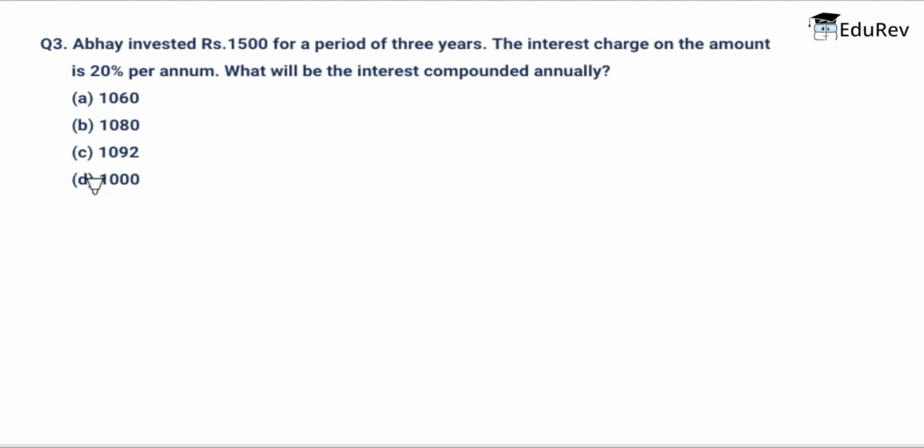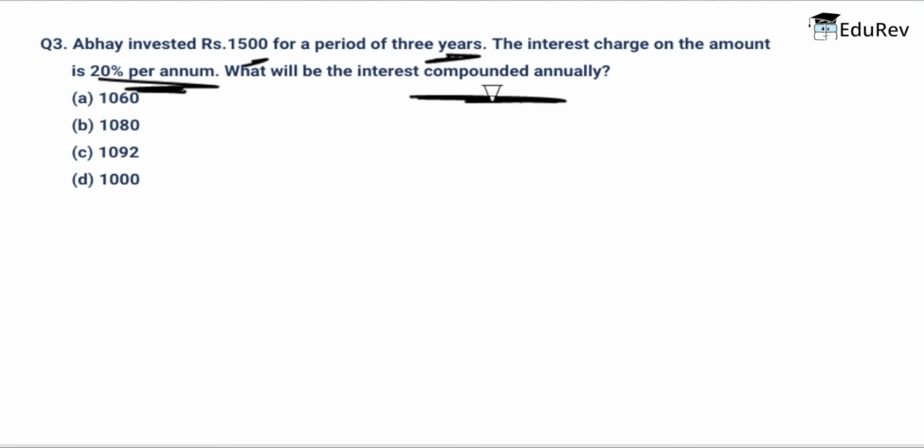So let's move on to question number 3. Question number 3 states that Abhay invests rupees 1500 for a period of 3 years, and the interest charged on the amount is 20% per annum. So what will be the interest compounded annually?